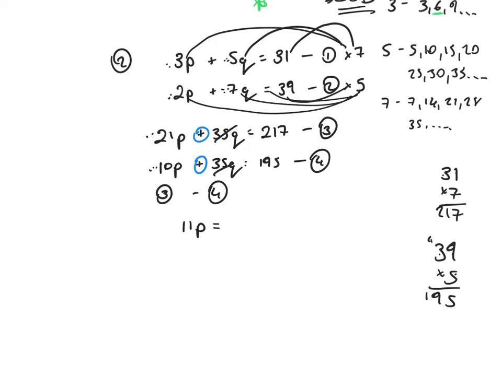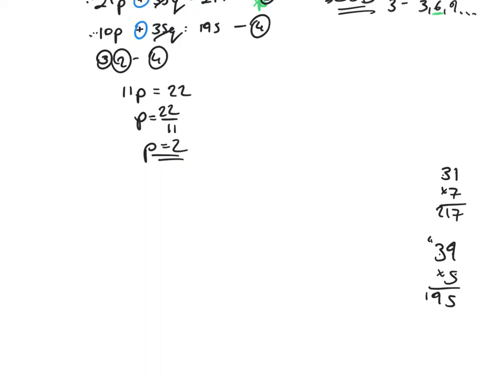The q's cancel out, and 217 take away 195 will be 22. I then bring the 11 down and divide. p equals 22 over 11, and that's 2.